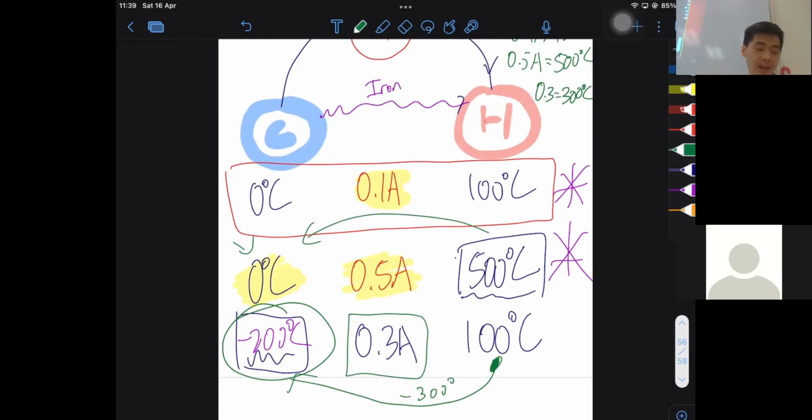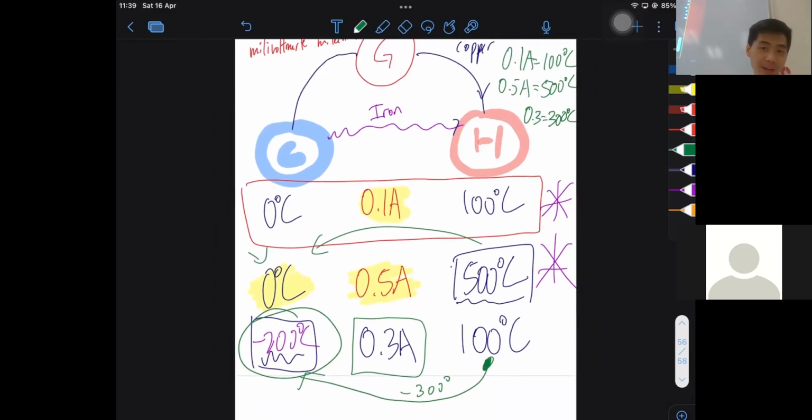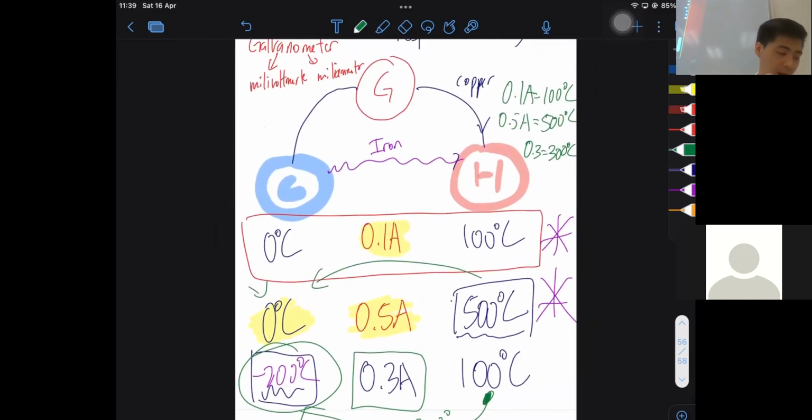Anyone don't understand? I still don't understand. Let me explain again. Okay, everyone pay attention here. So everyone understand this calibration process, right?